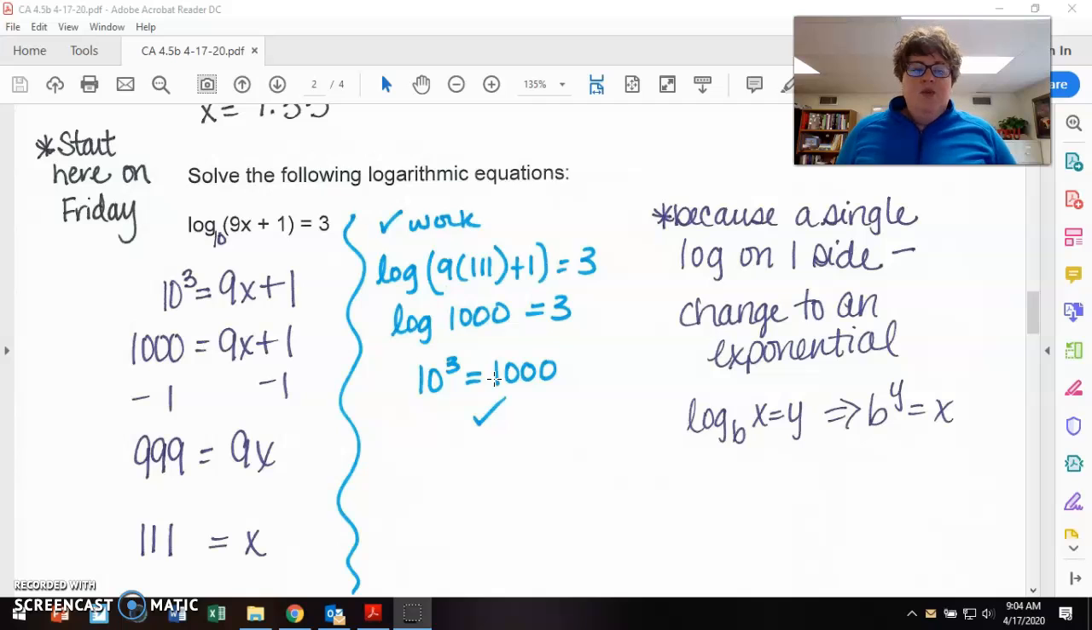So here, if you have a single log on one side, okay, on the right-hand side, I did some purple writing. Because a single log on one side, you want to change to an exponential. And remember, because there's not a base there, it's an understood base 10. So we can go 10 to the third. So base raised to the outside is equal to the inside. So 10 to the third is equal to 9x plus 1. Then we can just solve it as a linear equation. We can get x is equal to 111.